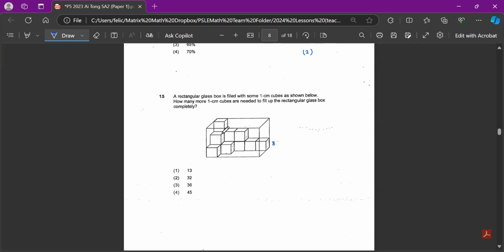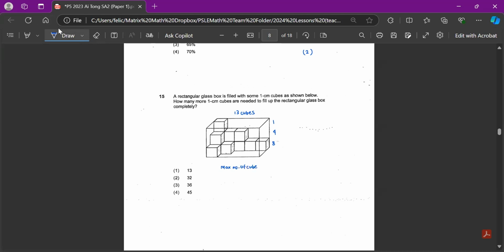Middle layer, one, two, corner, three, four. Okay, so middle layer four, top of course is just one. So together there are 13 cubes currently. 8 plus 4 plus 1, that's 13 cubes. Okay, so maximum. Okay, what is the maximum number of cubes that I can fit?